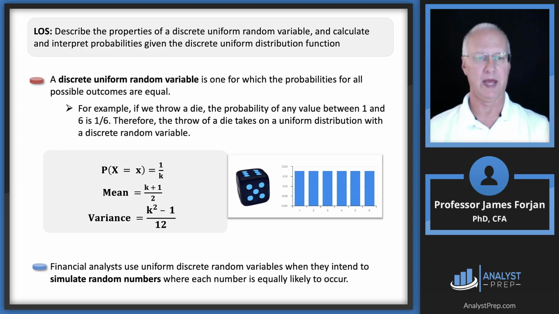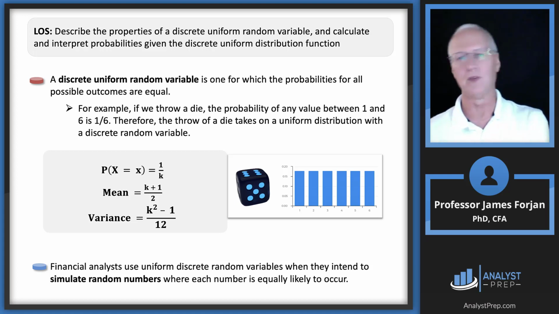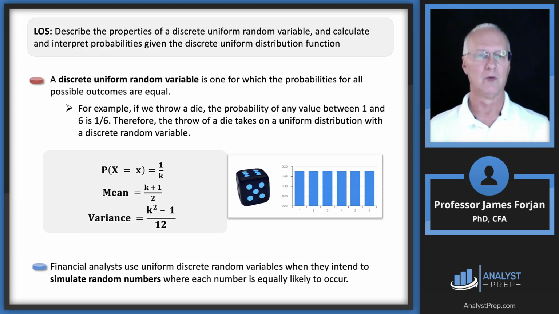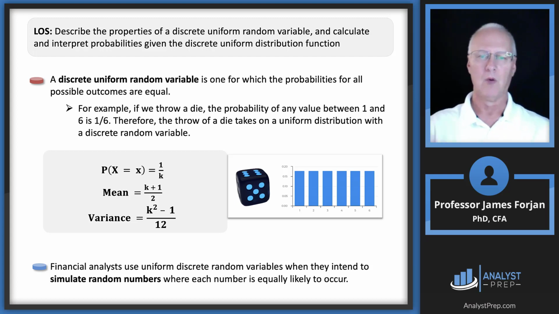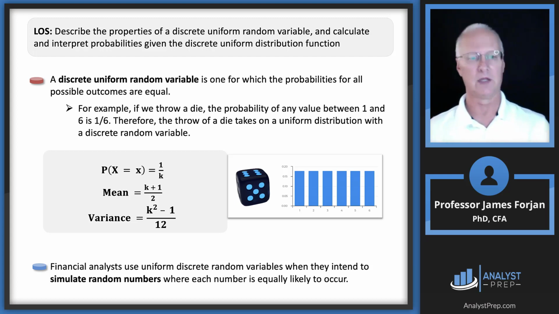And the mean is going to be k plus 1 over 2, and then the variance k squared minus 1 over 12. Now look, that LOS asks us to calculate and interpret probabilities given that discrete uniform distribution function. So I'm not sure if you'll have to compute the mean or the variance, but those are two formulas that you ought to know now, because sooner or later you're going to run up against an LOS that asks us to calculate those. Look at that last circle point at the bottom. Financial analysts use these uniform discrete random variables when they intend to simulate random numbers where each number is equally, that's important, equally likely to occur.